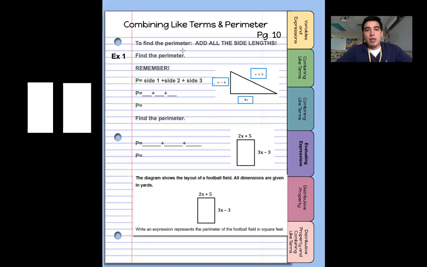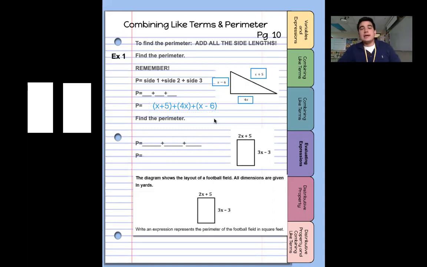So first thing I'm going to do is I'm going to rewrite all my sides, okay? Let me do it in blue. Okay, so we're gonna rewrite all of them, and so they're all in one line. So my first side, I had x plus 5. So I'm gonna write x plus 5 plus 4x, my second side, plus x minus 6. Okay, so I have all 3 sides there.